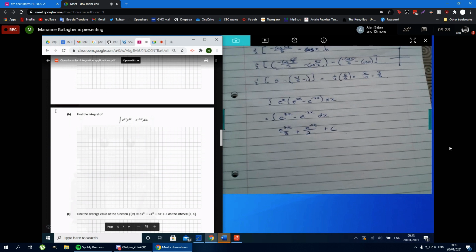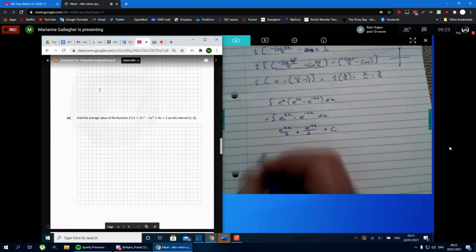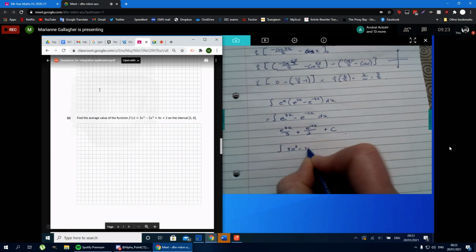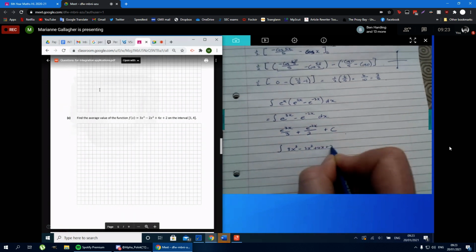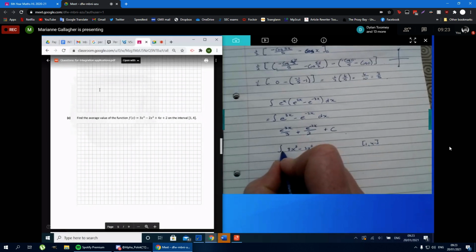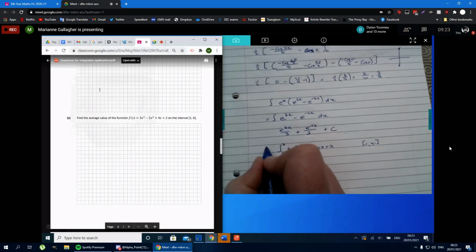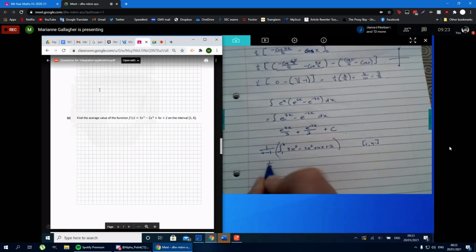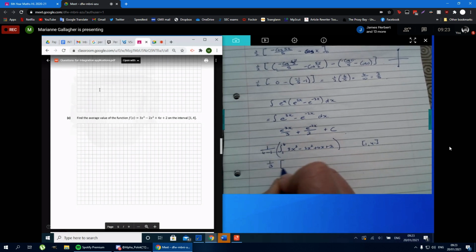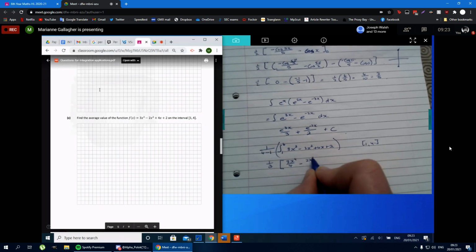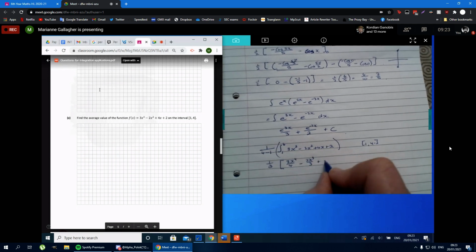And the last part then is our average. So we want to find the average of 3x cubed minus 2x squared plus 4x plus 2 on the interval 1 to 4. So that's A, that's B. And remember, our formula for average is integrate from A to B, and you're going to divide by B minus A. So that's 1 over 3, 4 minus 1. And if I integrate it, I've got 3x to the 4 over 4 minus 2x to the 3 over 3 plus 4x squared over 2 is 2x squared plus 2x from 1 to 4.